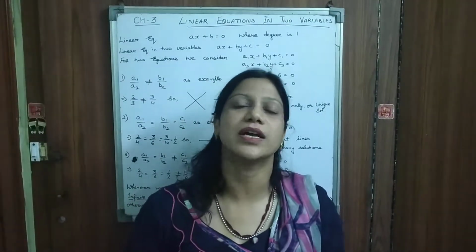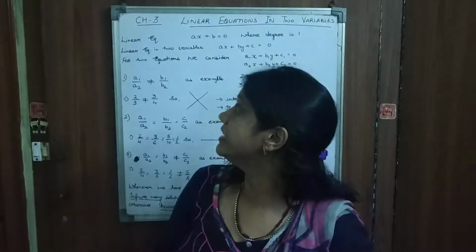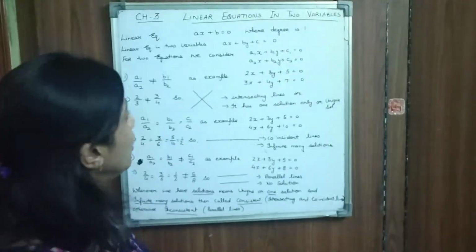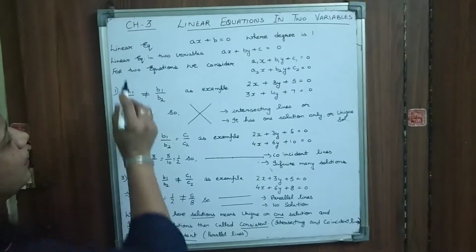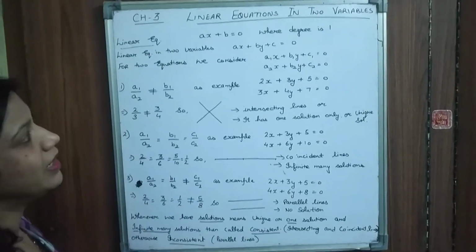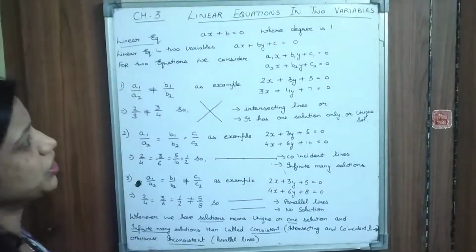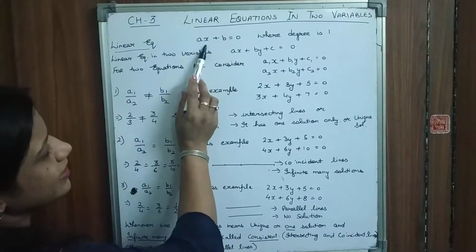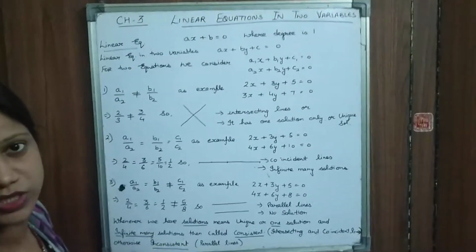We are going to start chapter 3. Chapter 3 is linear equations in two variables. We have already discussed linear equations. A linear equation is an equation which has degree 1. The standard linear equation is ax + b = 0.